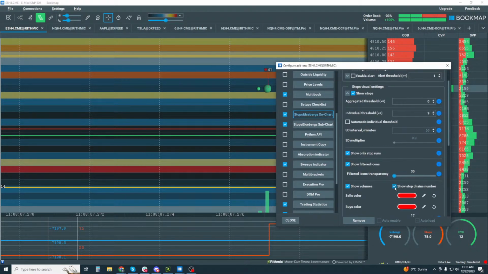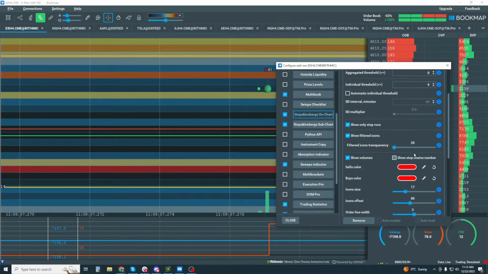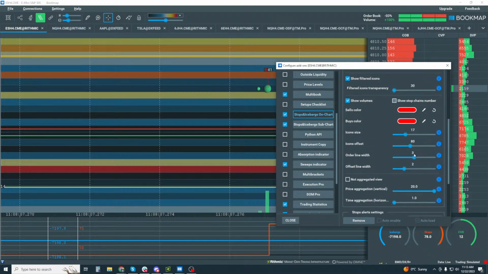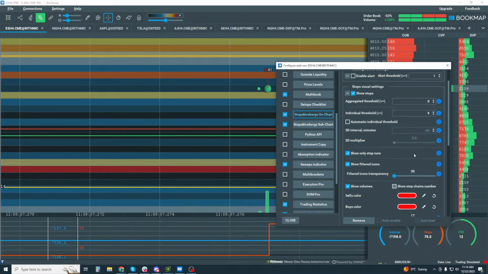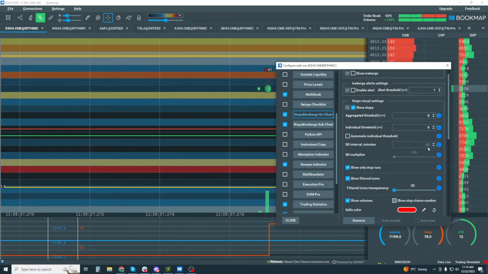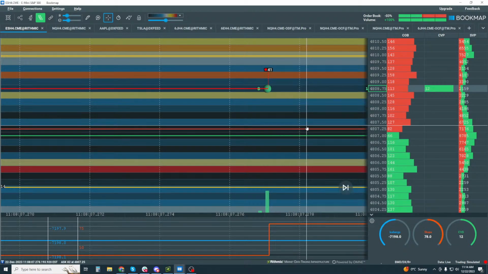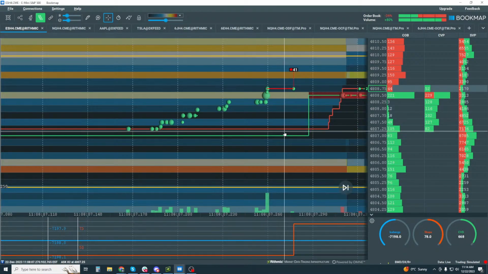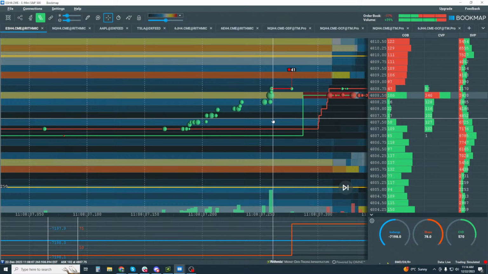No, not the chain number. I'll look at the line in here. Show only stop runs. Okay, there we go. All right, so actually this is kind of an interesting one.